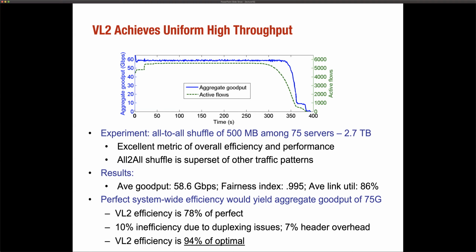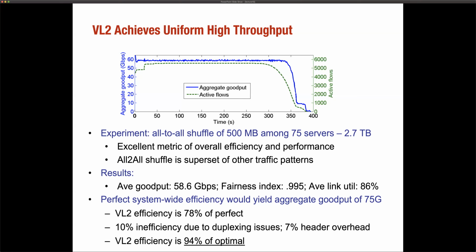I think I didn't explain this graph, so I should make an attempt to make sure that you understand what this result is all about. The experiment, as we talked about earlier, is an all-to-all shuffle, right? So you have these 75 servers, and every server is talking to every other server, doing a data transfer of 500 megabytes. And this experiment runs for around 300 plus seconds.